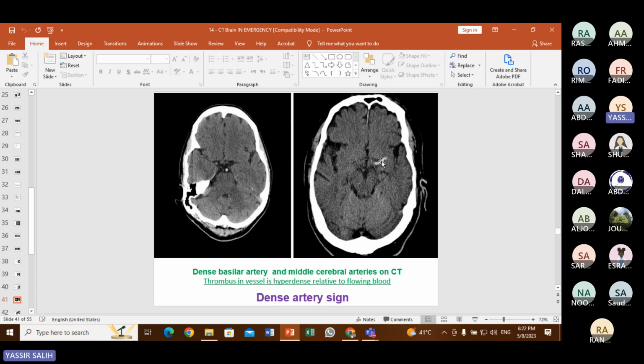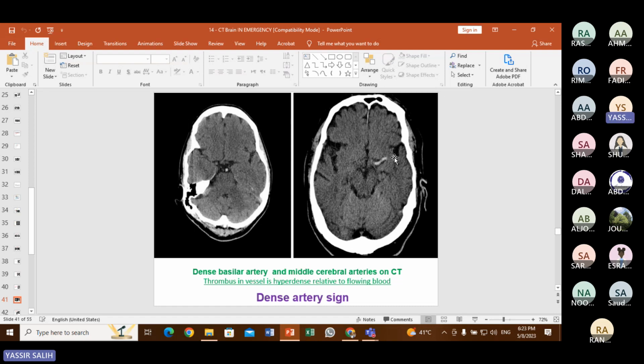What is the lateral branch from the internal carotid artery? This is the middle cerebral artery. Also, there is a dense artery sign. What is this sign? What is this artery? This is the left middle cerebral artery, which is a branch of the internal carotid artery.